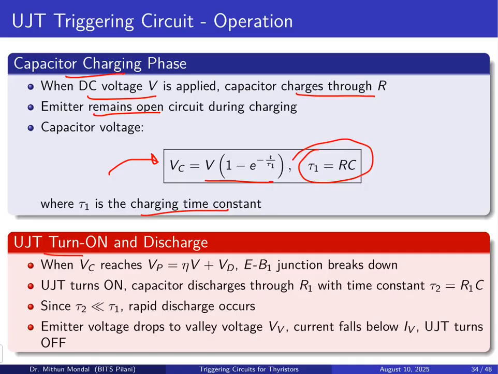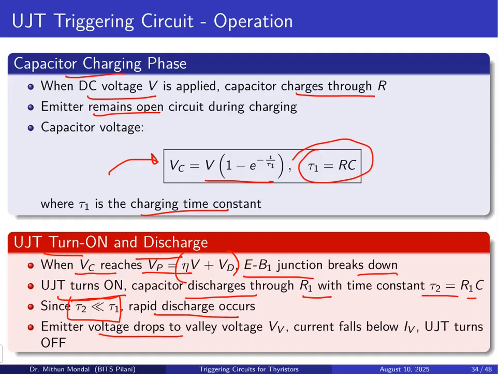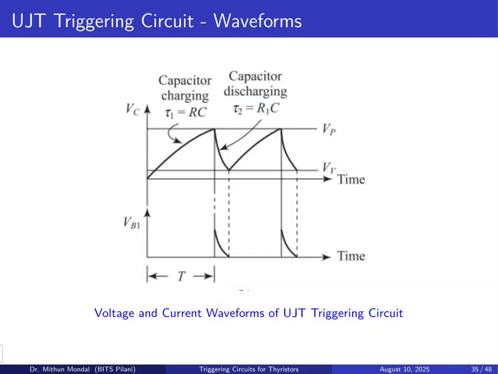And the UJT turn-on and discharge process: when the capacitor voltage reaches the Vp value, given by eta V plus Vd, the emitter base 1 junction will break down. The UJT will turn on and the capacitor will discharge through the resistor R1 with the time constant tau 2 being R1 times C. Since the time constant tau 2 is much less than tau 1, there is a rapid discharge, and the emitter voltage will drop to the valley voltage, the current will fall below the valley current Iv, and the UJT turns off. So this is the discharge process of the UJT turning off, and here you can see the voltage and current waveforms of the UJT triggering circuit.